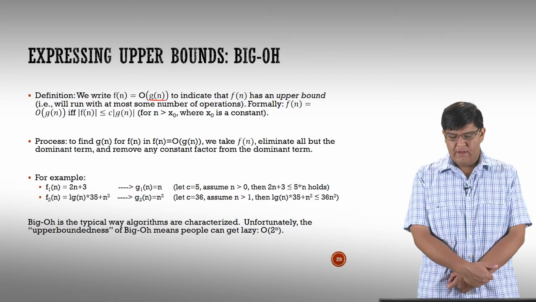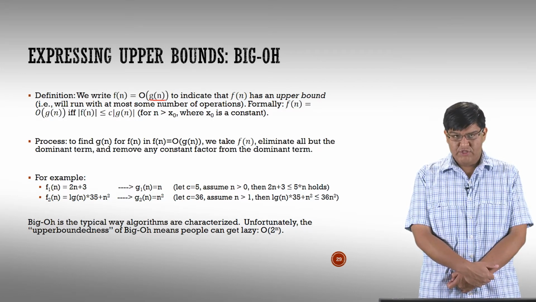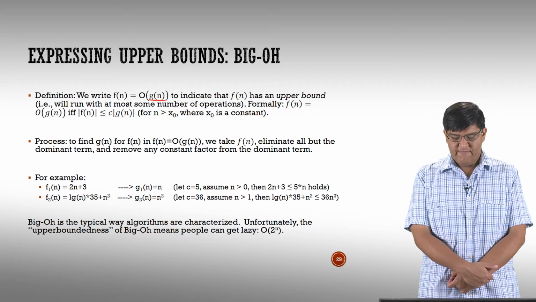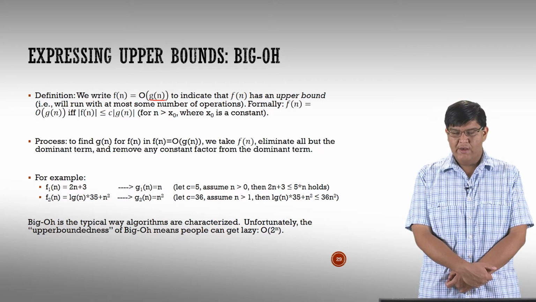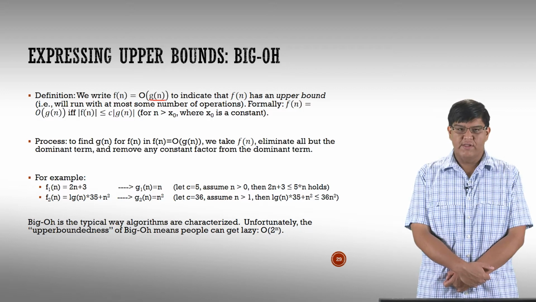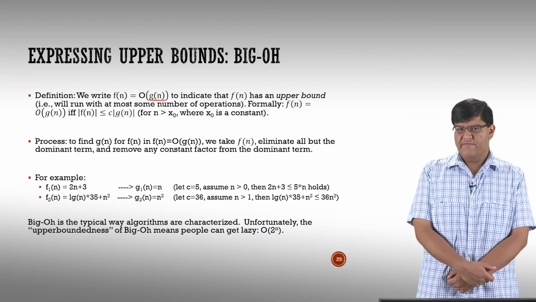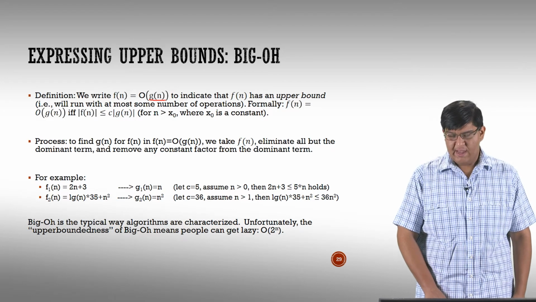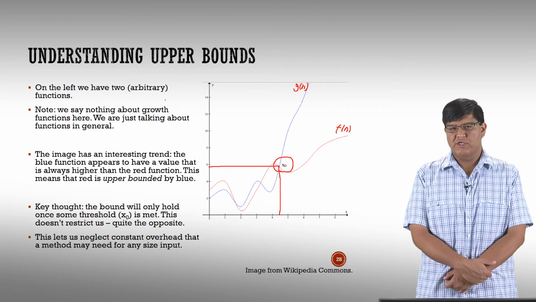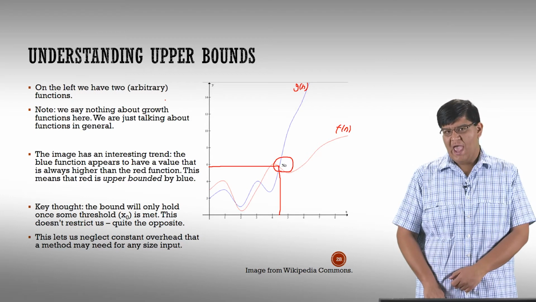Formally, what we'll say is the following. F of n equals O of g of n if and only if the absolute value of f of n is less than or equal to a constant c times the absolute value of g of n for n greater than x0, where x0 is some constant. That is our formal definition. Recall x sub 0 from our previous slide is that cutoff point at which the upper bound actually holds. Before then, anything could happen. After it, we're good.